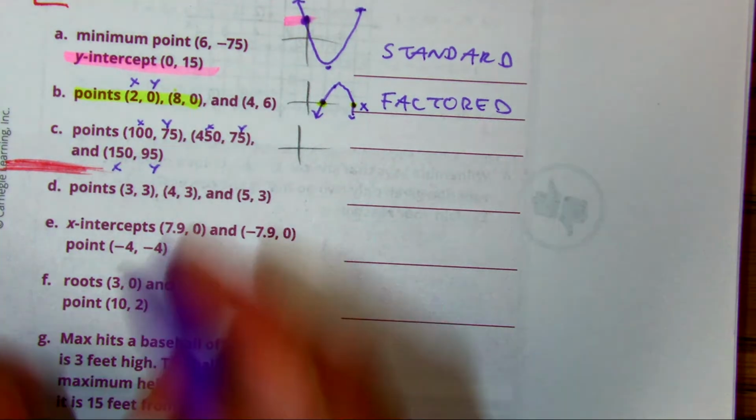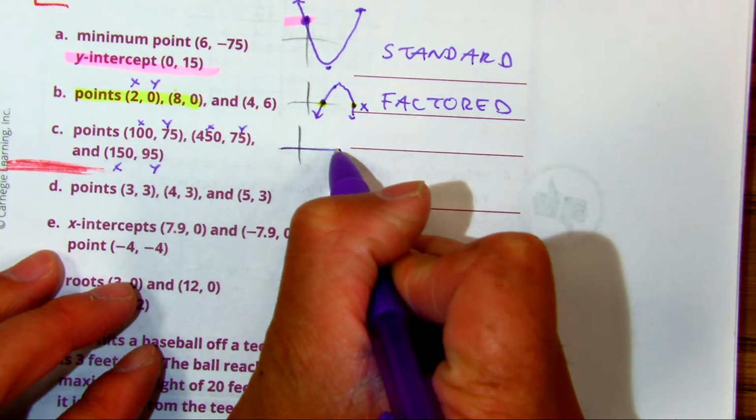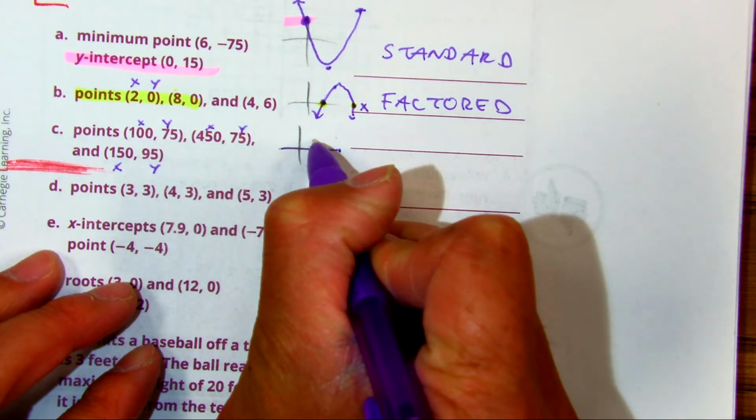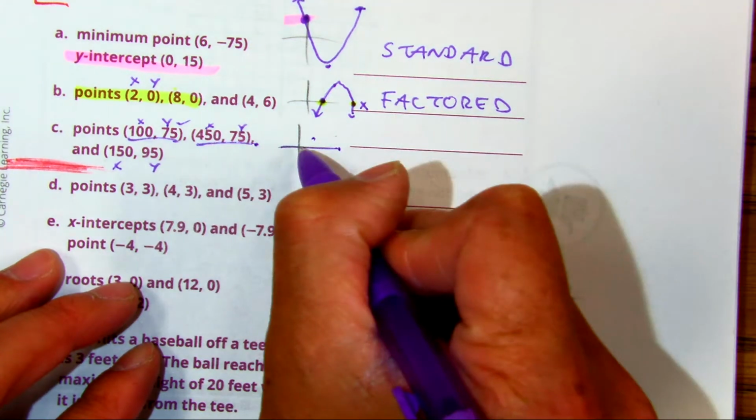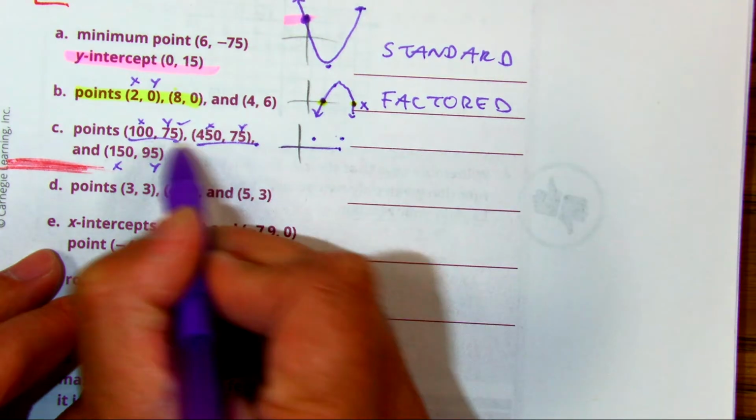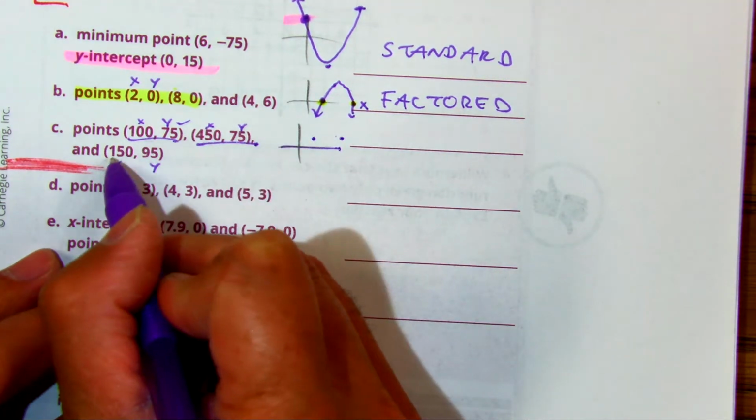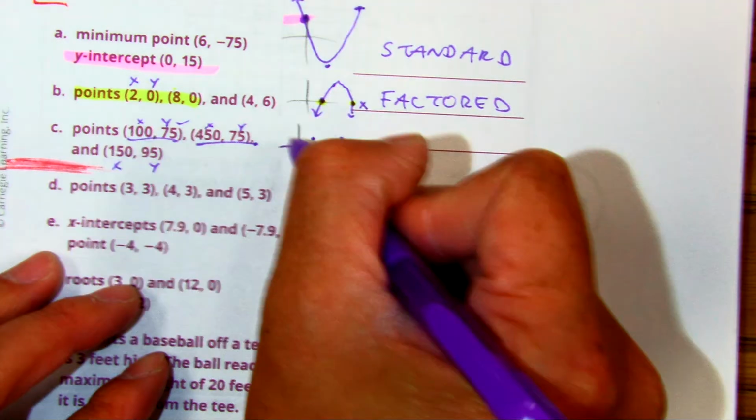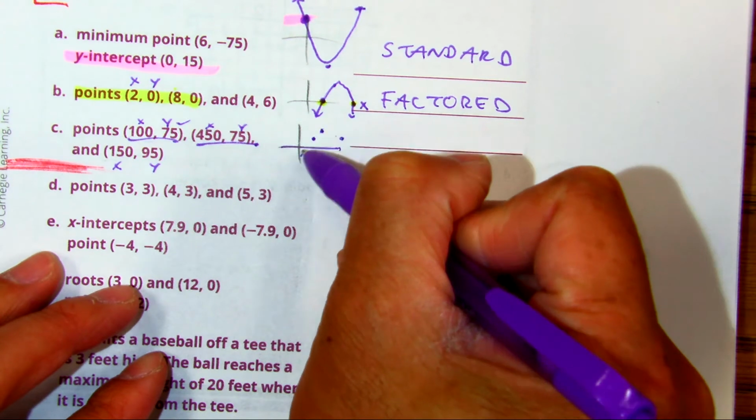Alright, so if I just graph the ordered pairs, right 100, up 75. That's this one. 450, so right 450, doesn't matter what it is, but it's the same y value, so they have the same height, and then in between them, just a little bit past the first one, you're going to go up a little bit higher. Now I can probably sketch a graph that looks something like this.